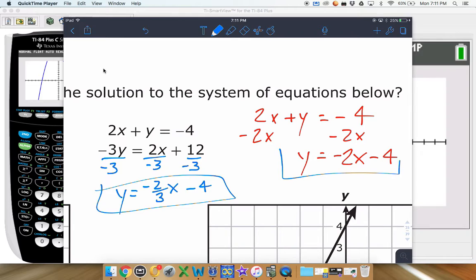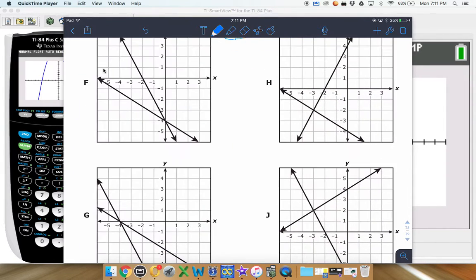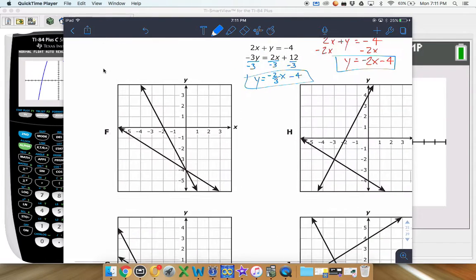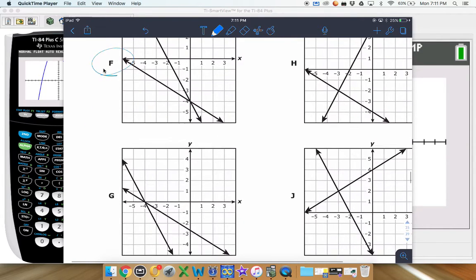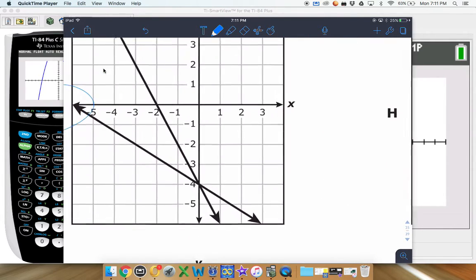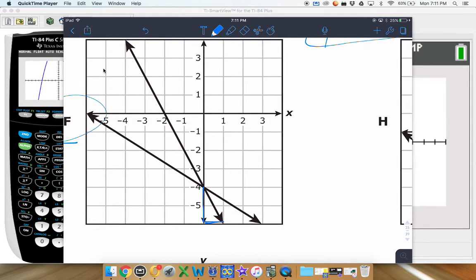Notice that these have the same y-intercept. So we can probably eliminate a lot of answers right off the bat, just because the other ones don't have the same y-intercept. So we're looking for y-intercepts of negative 4. So let's see, one of them definitely has a slope of down 2 over 1. And then the other slope here looks like, what is it, down or over, what am I doing? I'm sorry. Oh yeah, so here's your slope of negative 2 right here, because that's down 2 over 1.